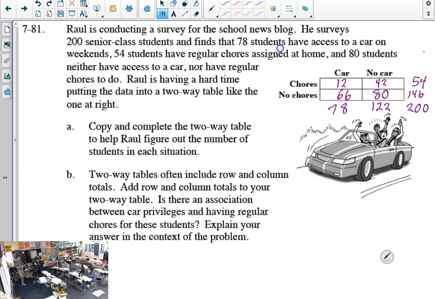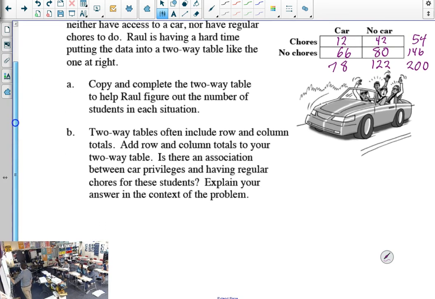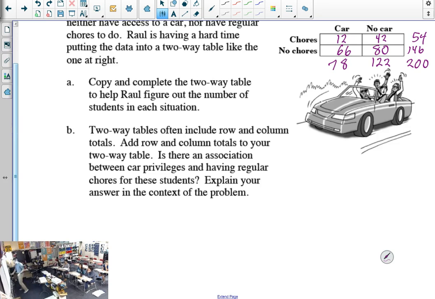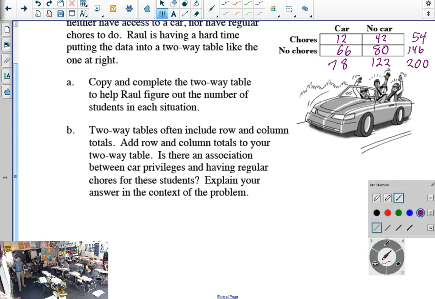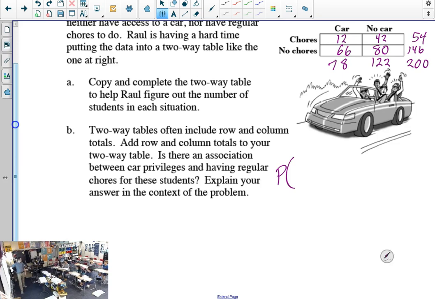Think about the fact that we're doing conditional probabilities. You're going to have to be able to present to me the probability. Colin? I did find a correlation between car privileges and chores. Rather, a lack of chores and car privileges. You see, 66 of 78 people who have a car do not have chores. So you're saying the probability of no chores, assuming car? Yes.